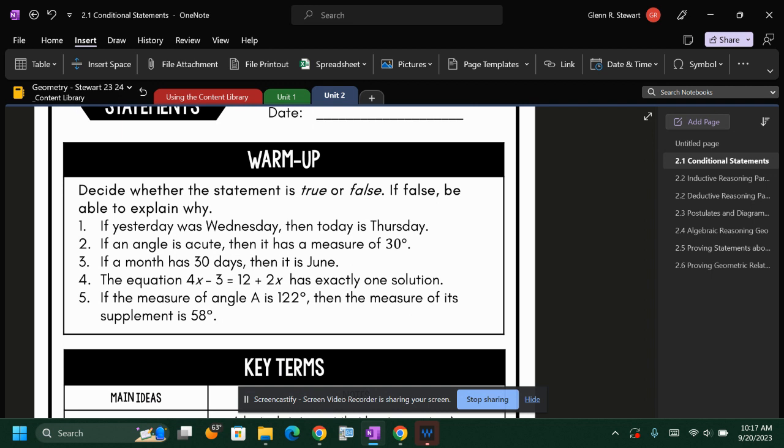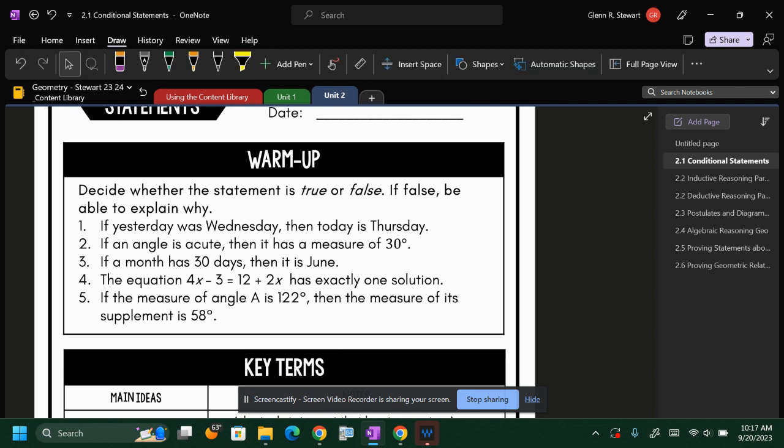Okay, if you've stopped the warm-up here, if yesterday was Wednesday, then today is Thursday. That is going to be a true statement. If an angle is acute, then it has a measure of 30 degrees. That's false. With acute, it just has to be under 90. If a month has 30 days, then it is June. That's false. There are other months that have 30 days.